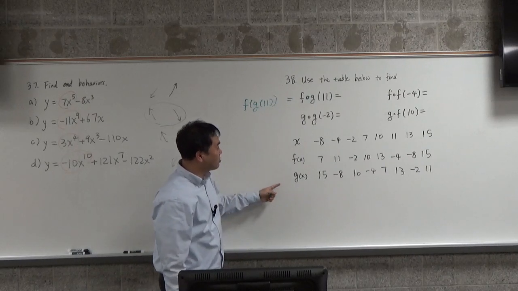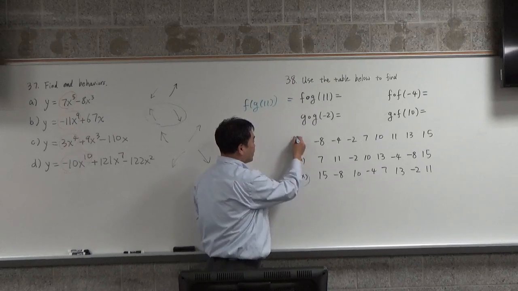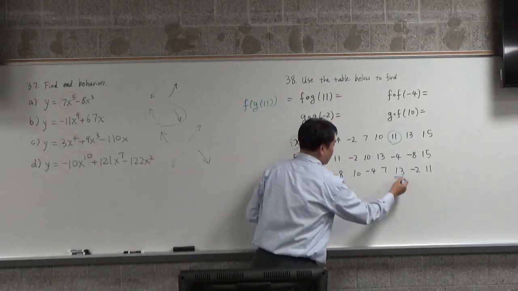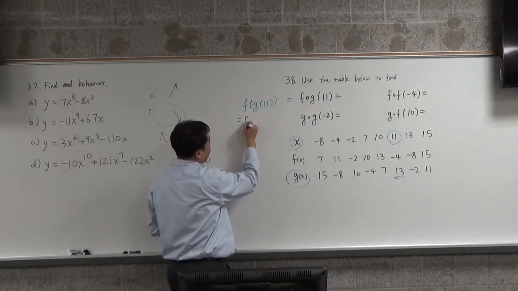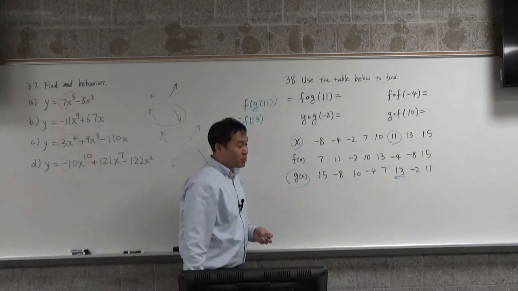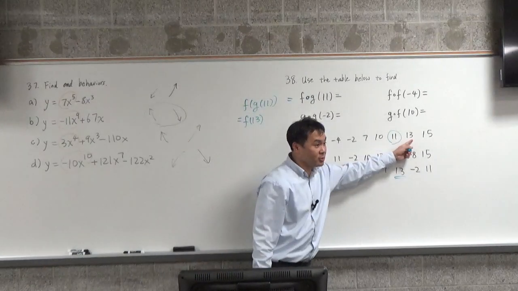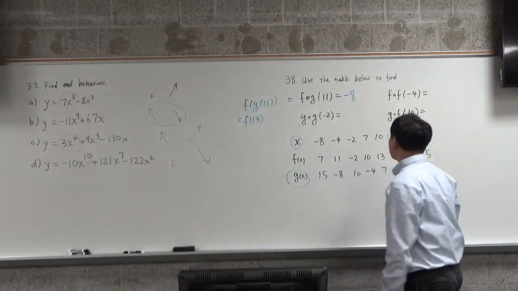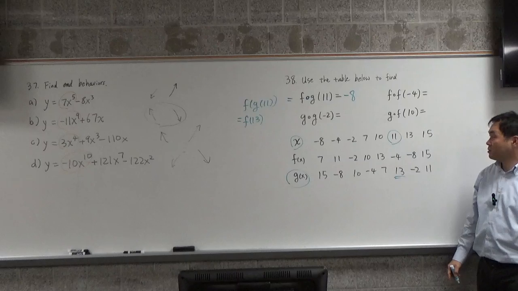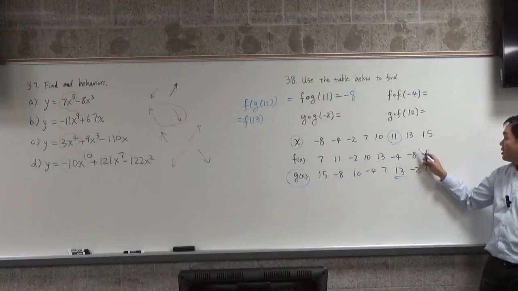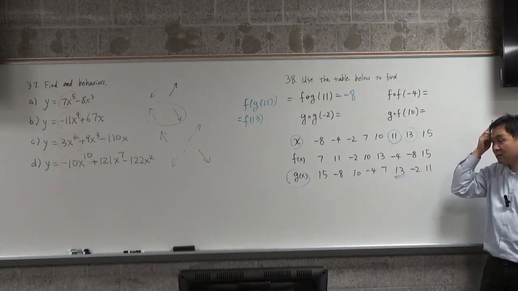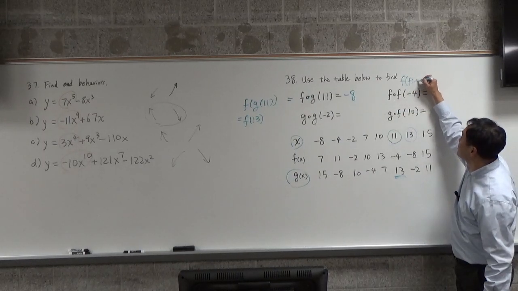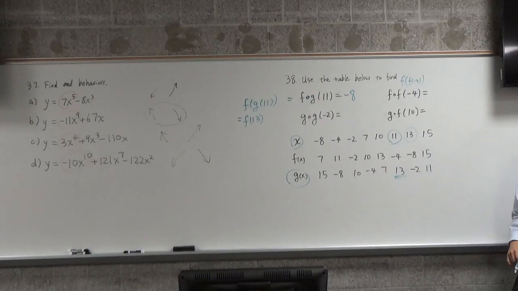All right. So g of 11. What does this table say? Here's g of x, and when x is 11, what's the value of g? 13. So see this? So this is going to be f of 13. What's f of 13? f of 13 is negative 8. So negative 8 is the answer for this one. Again, I have f, right? And I have x as 13. So f of 13 is negative 8. Okay. Again, this circle means f of negative 4. Right? So what is f of negative 4?